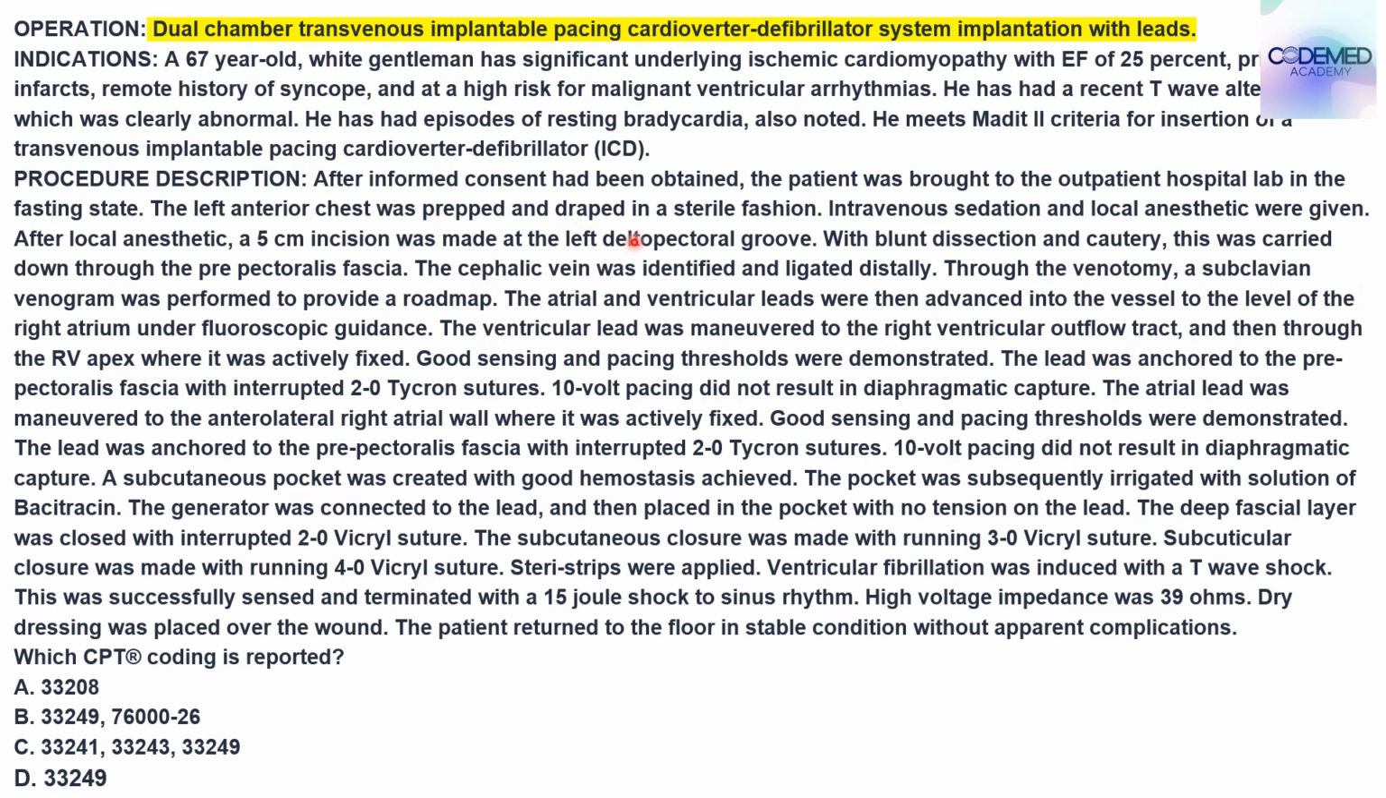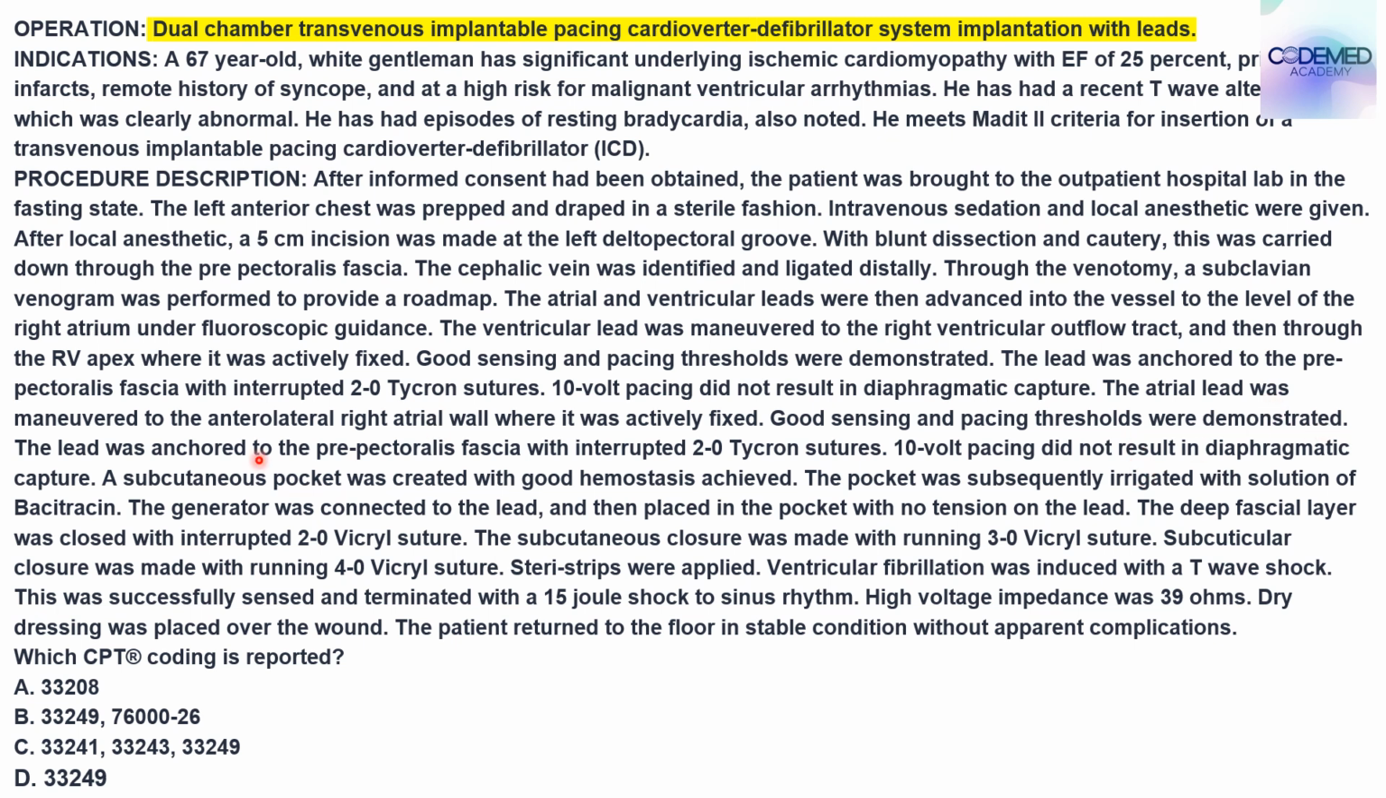After informed consent had been obtained, the patient was brought to the outpatient hospital lab in the fasting state. The left anterior chest was prepped and draped in sterile fashion. Intravenous sedation and local anesthesia were given. After the local anesthesia, a 5 centimeter incision was made into the left deltopectoral groove with blunt dissection and cautery. This was carried down through the prepectoralis fascia. The cephalic vein was identified and ligated distally through the venotomy. A subclavian venogram was performed to provide a roadmap. The atrial and ventricular leads were then advanced into the vessel to the level of the right atrium under fluoroscopic guidance. The ventricular lead was maneuvered to the right ventricular outflow tract and then to the RV apex where it was actively fixed. Good sensing and pacing threshold was demonstrated.